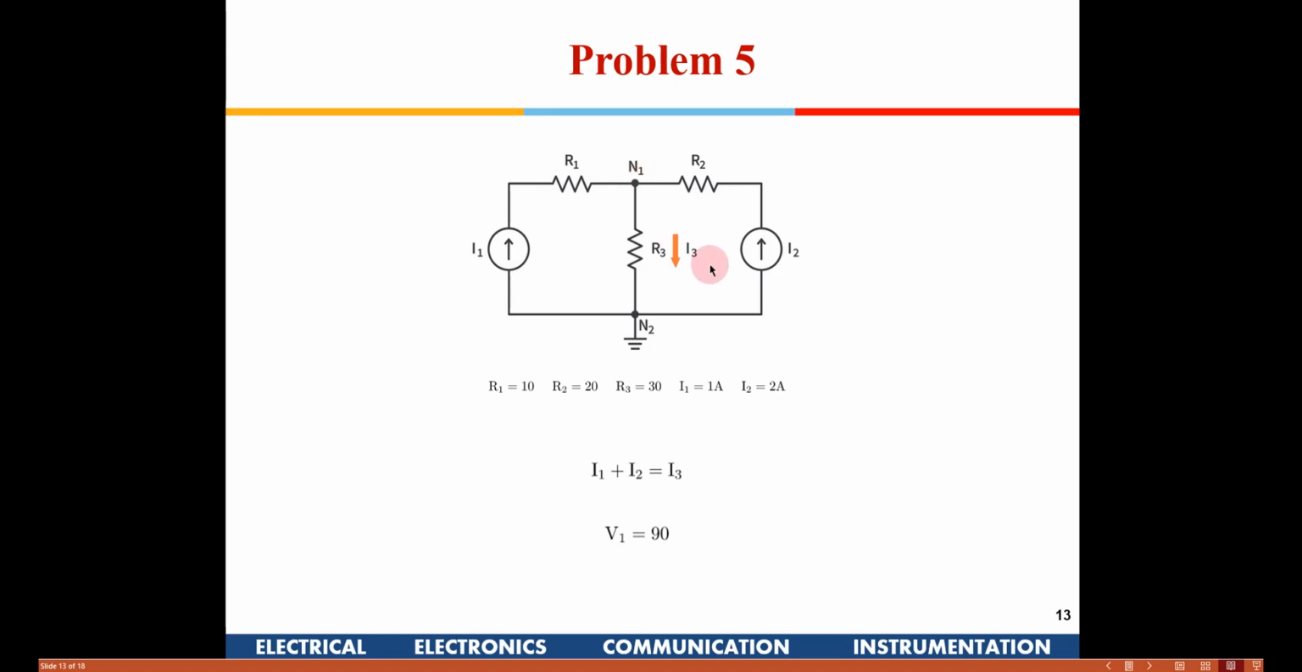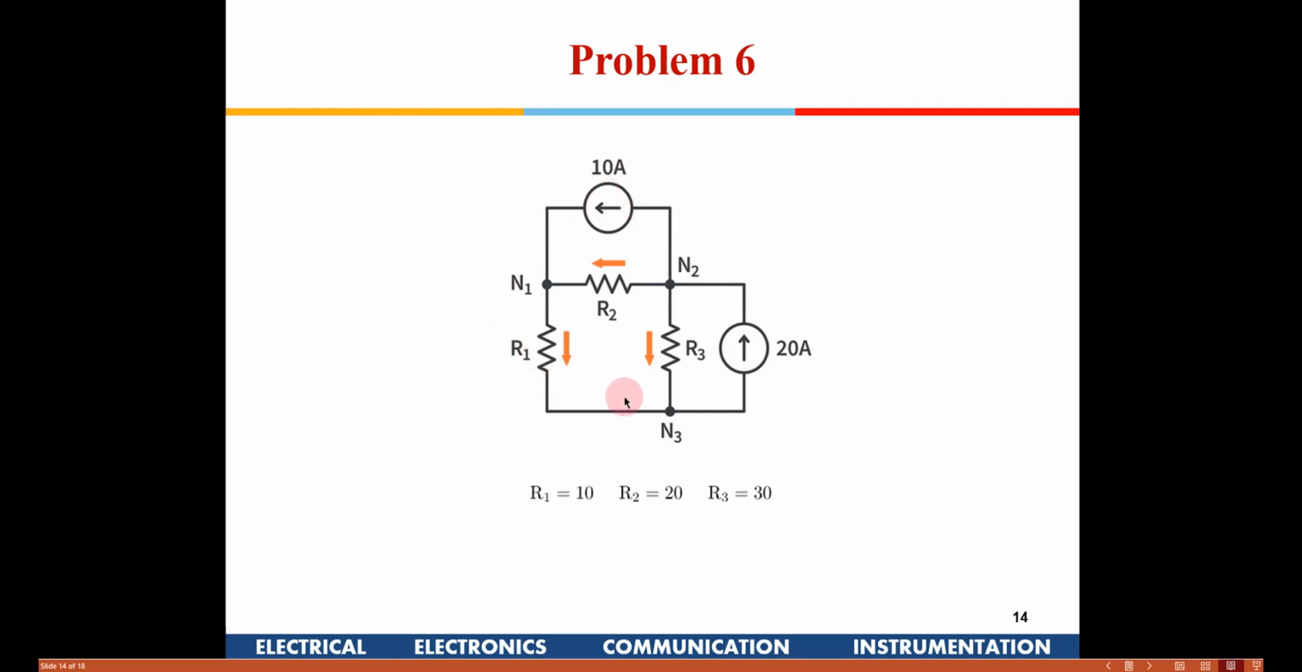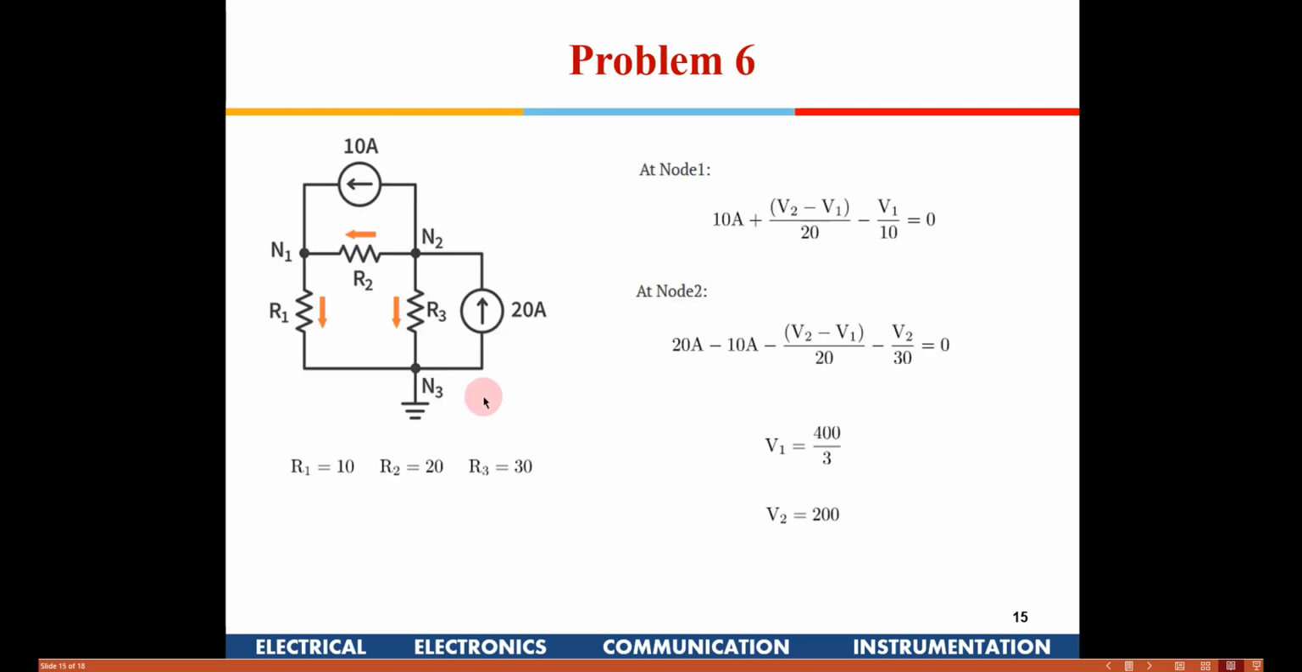A slightly more complex example is given here for node analysis. Here is a problem statement where you have a 10 amperes current source and a 20 amperes current source, and there are 3 resistors given. Again, the first step would be to put a notional ground here. So we are giving ground to N3. We are assuming a ground has been connected here. Now we write an equation at node 1.